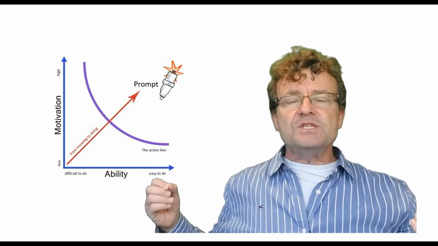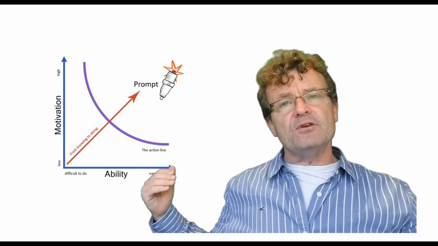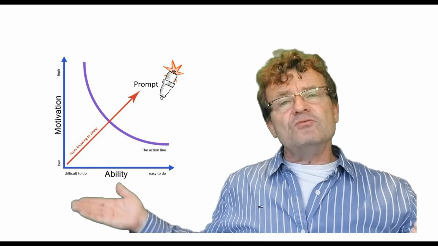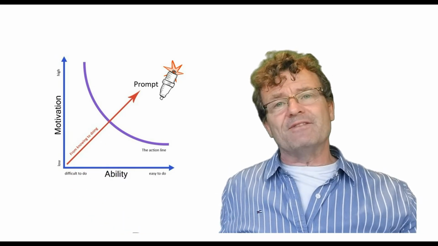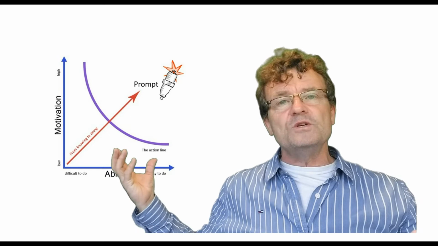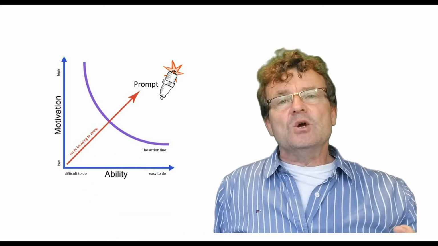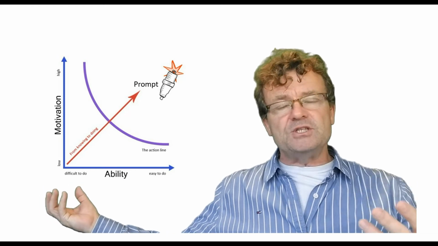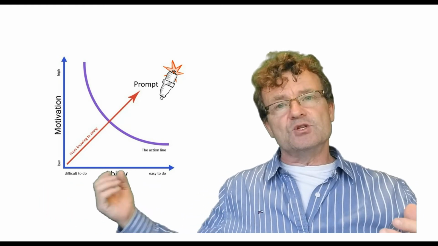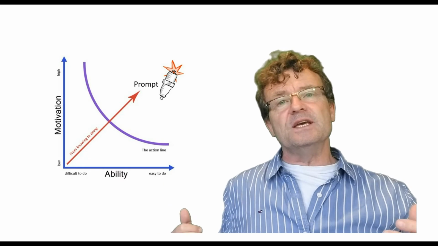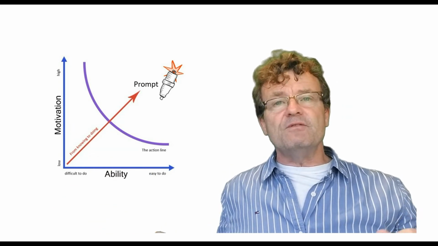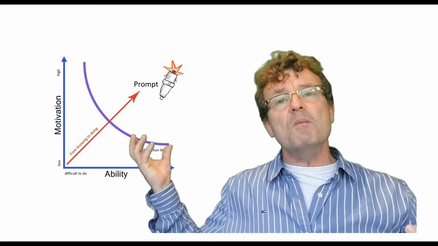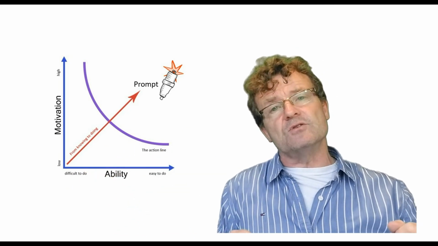Well, you can see that if a behaviour is very difficult and we have low ability, it doesn't really matter how much motivation we have. The new behaviour will always be below the action line. Whereas if we make the new behaviour much easier to do, so we have more ability, we can also have less motivation because that new behaviour is now above the action line as it moves across.